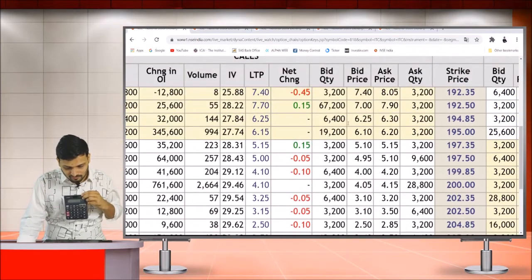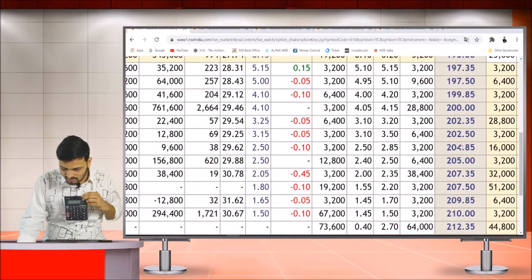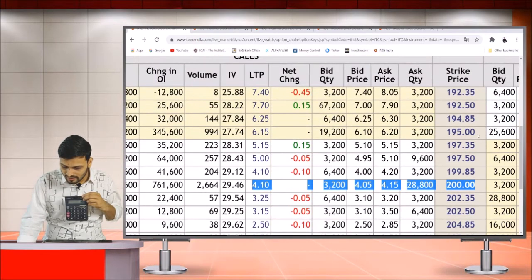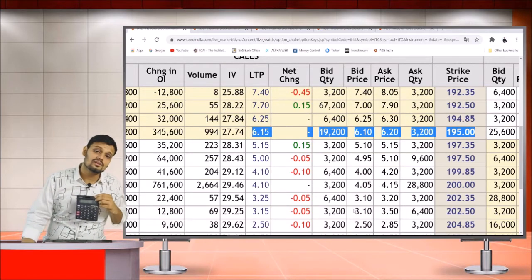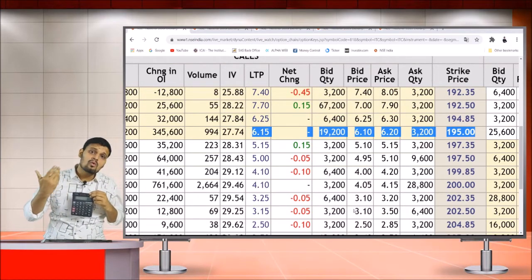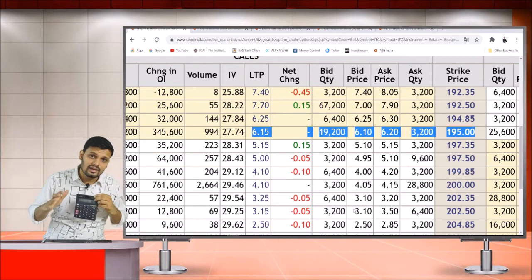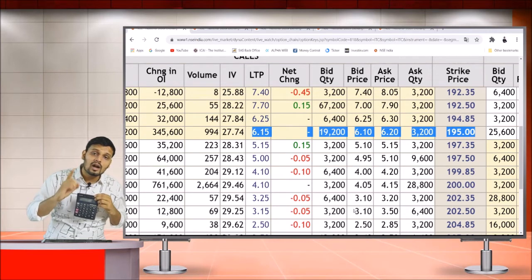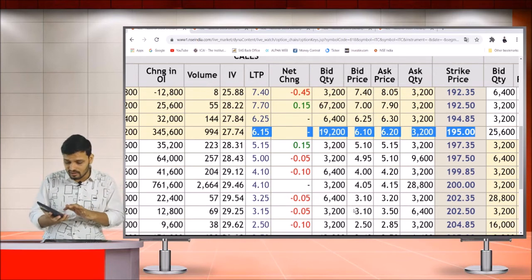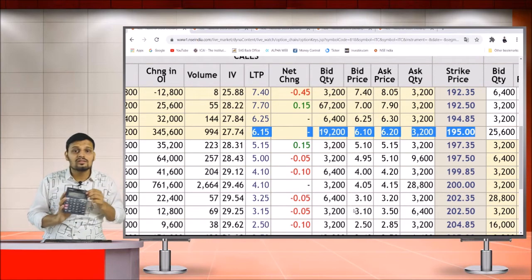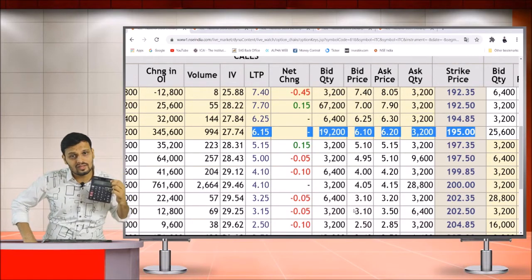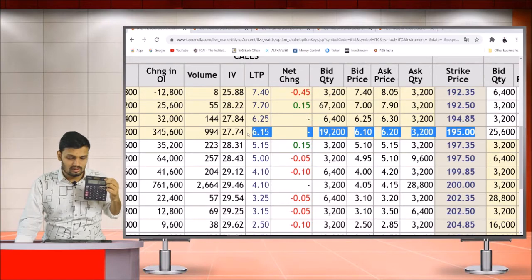For this person, that is for the 200 strike price. Did I take 200 or did I take 195? Okay, I took 195. For this person, if the share price goes above 201.15, he will start gaining. And let us say if the share price goes to 300 rupees, he will gain almost 100 rupees per share. So 100 into 3,200, that means 3,20,000 rupees will be the profit for the call option buyer if the share price goes to 300.